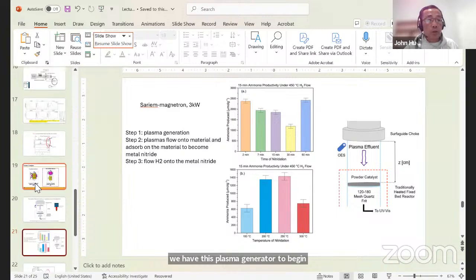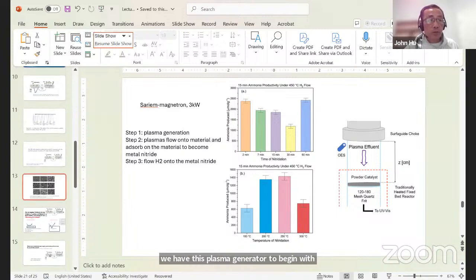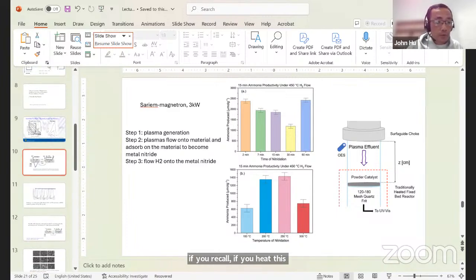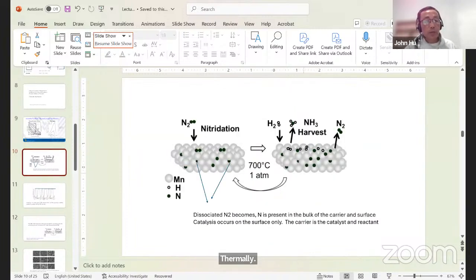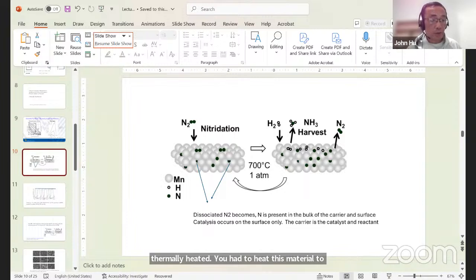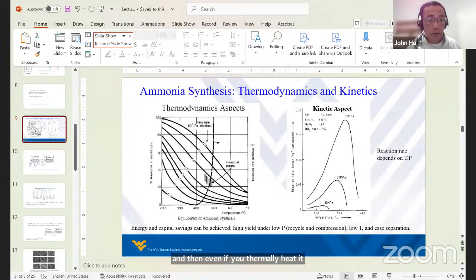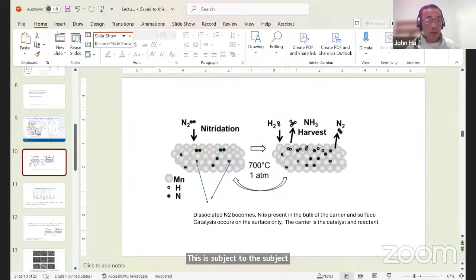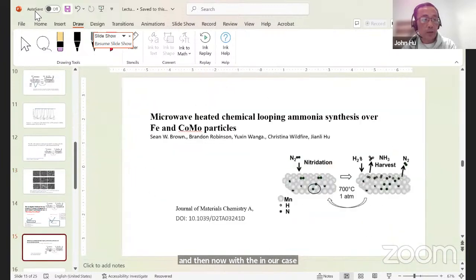If you recall, if you heat this material thermally, I'm going to go back. Do you recall this temperature? Thermally heated, you have to heat this material to 700 degrees C. And even when thermally heated, it isn't subject to the equilibrium, but you still need high temperature. That's a lot of energy. But in our case, we don't have to heat it to that temperature.